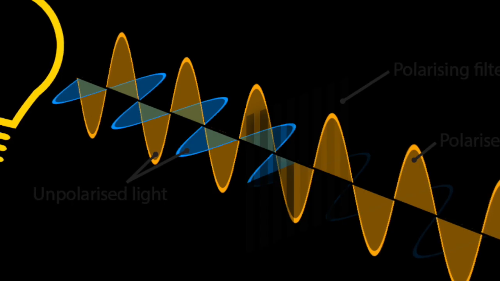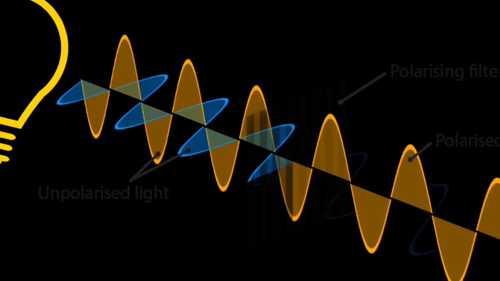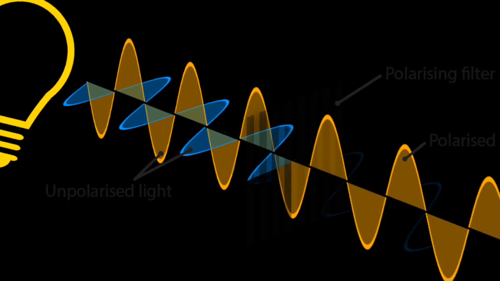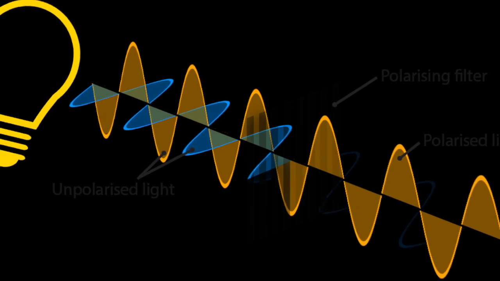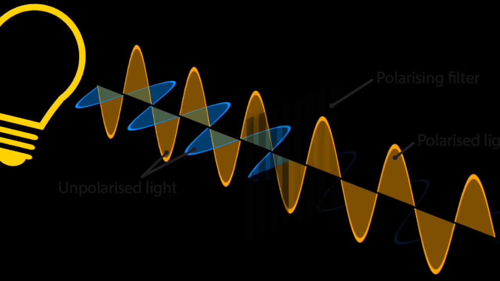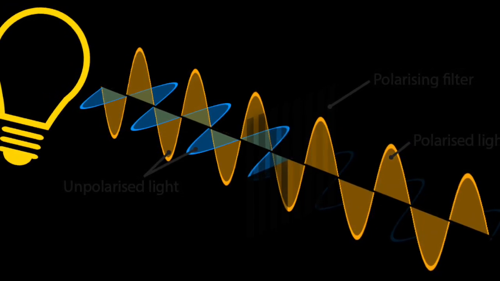We use polarized sunglasses to protect our eyes from sunlight. Sunlight waves vibrate in every possible direction, and polarized sunglasses act as a filter to block out all light waves except for those vibrating in the vertical direction. Light filtered in this way is polarized light.